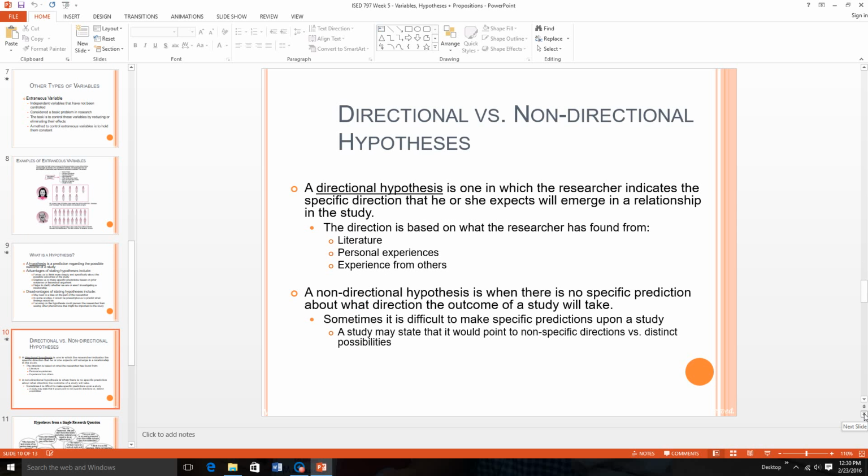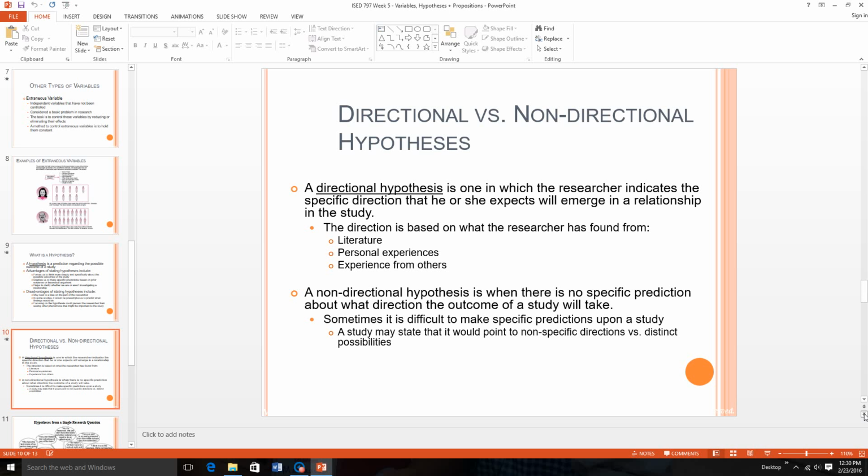As you know, directional is preferred to non-directional, and a directional hypothesis is one in which the researcher indicates the specific direction that he or she expects will emerge in the relationship of the study. And that direction is usually based on the researcher having looked at the literature. The direction can also come from personal or professional experiences or from others, usually experts.